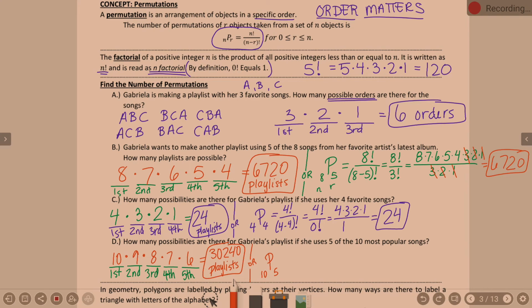Here's a little secret, guys. Bigger number's always going to be on the left. Okay? It's not possible to have a permutation with the bigger number on the right. So just an FYI. Okay?